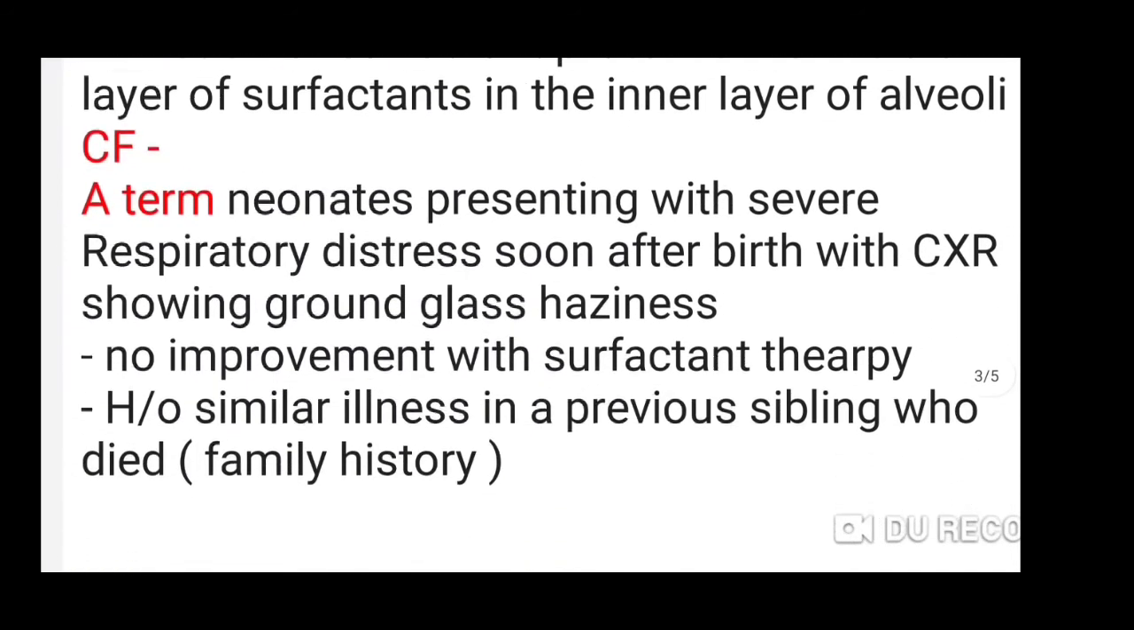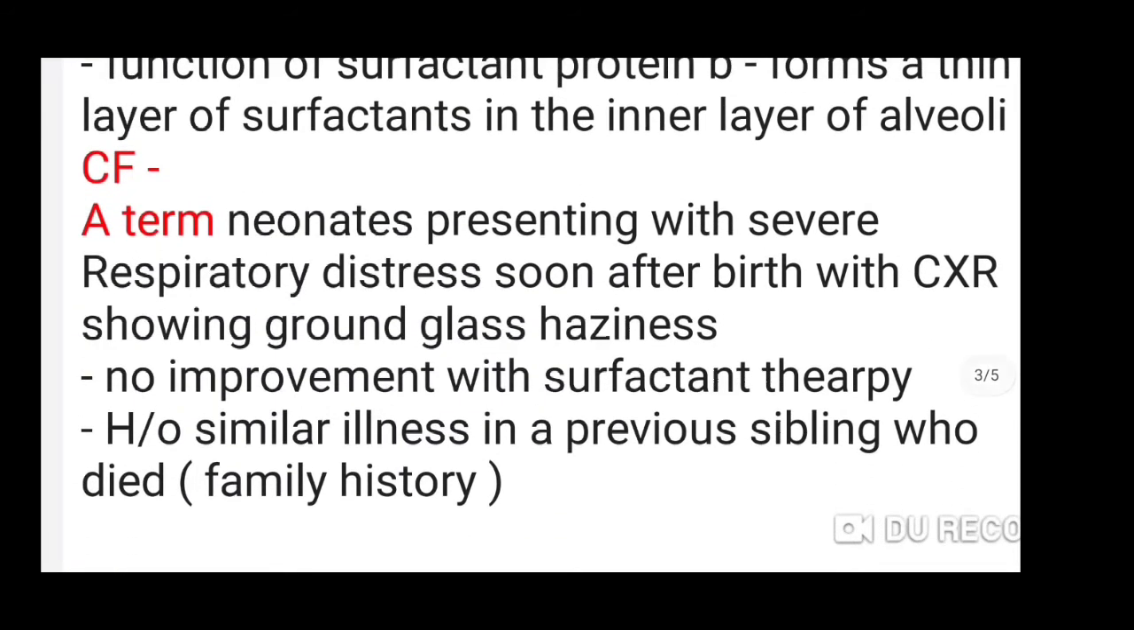So in this disease we can see the clinical features. A term neonate presents with severe respiratory distress soon after birth, with chest x-ray showing ground glass haziness, no improvement with surfactant therapy, and in the family history a similar illness in a previous sibling who died.